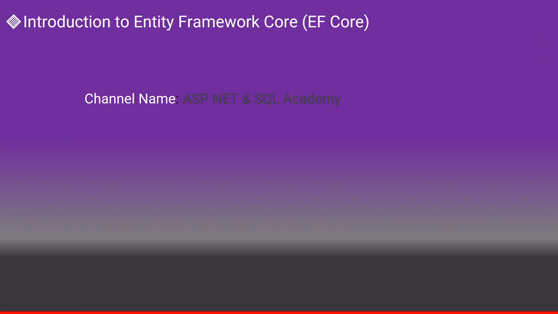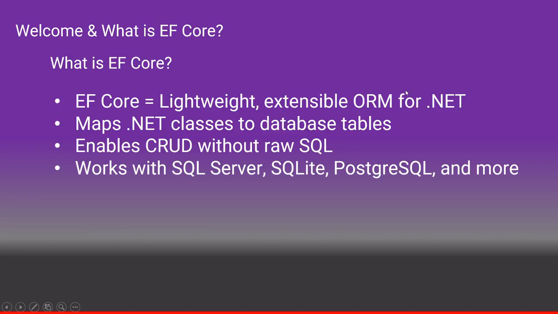Welcome to this deep dive into Entity Framework Core. EF Core is Microsoft's modern ORM, Object Relational Mapper, for .NET. It allows you to work with databases using C# classes, removing the need for most raw SQL. EF Core handles the connection between your application and your database, mapping your .NET classes to tables and enabling seamless CRUD operations. It is cross-platform, lightweight, and supports many relational databases.